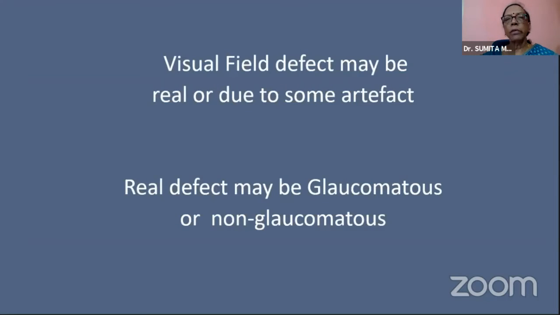Whenever we see any defect in the visual field printout, it may be due to a real defect or it may be due to artifact. Artifact is also very common in perimetry because it is a machine-oriented thing. And if the defect is real, it is due to some pathological change. That pathological change may be glaucomatous or non-glaucomatous, like in retinal conditions or anywhere in the visual pathway; any defect there can come in the visual field printout.